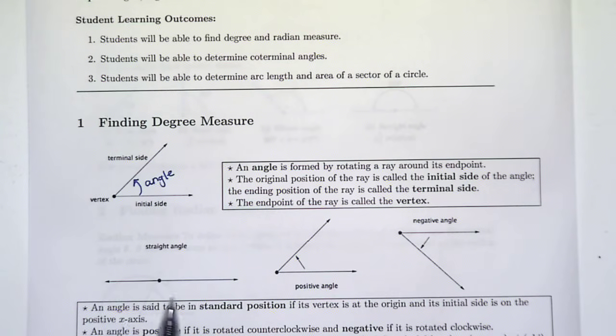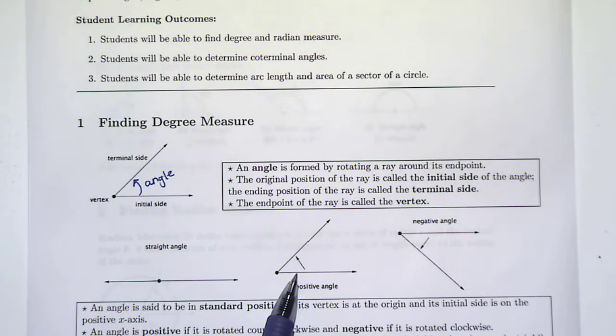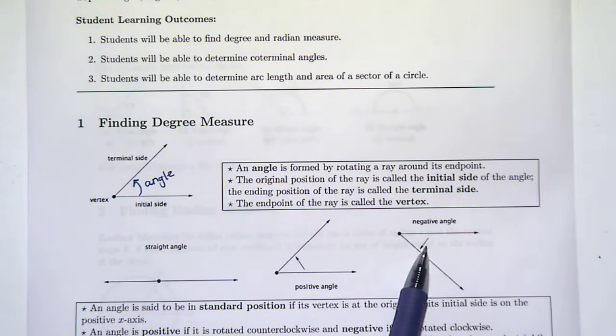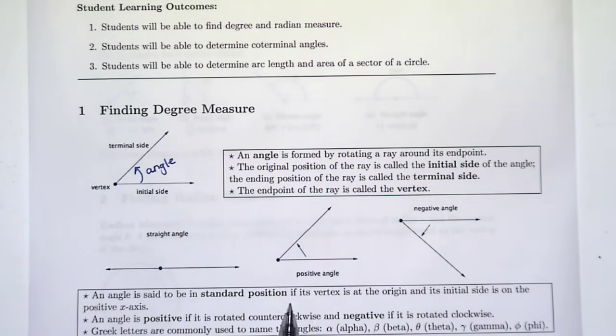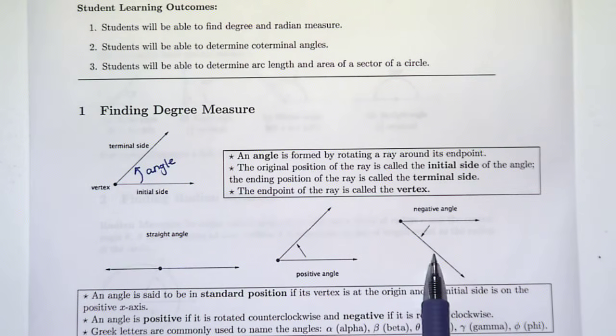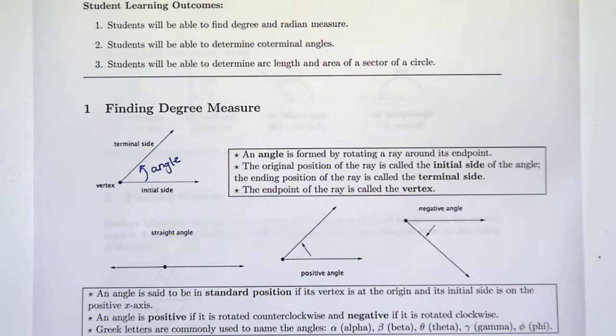So here are different types of angles we have. So this would just be a straight angle, so it's a straight line. A positive angle is one that starts at its initial side and goes around counterclockwise. This makes a positive angle. And if you start here and go around clockwise, that makes a negative angle. All right, so an angle is said to be in standard position if its vertex is at the origin, and then its initial side is on the positive x-axis. So we'll draw pictures of this. An angle is positive if it's rotated counterclockwise, negative if it's rotated clockwise, and so be familiar with these.